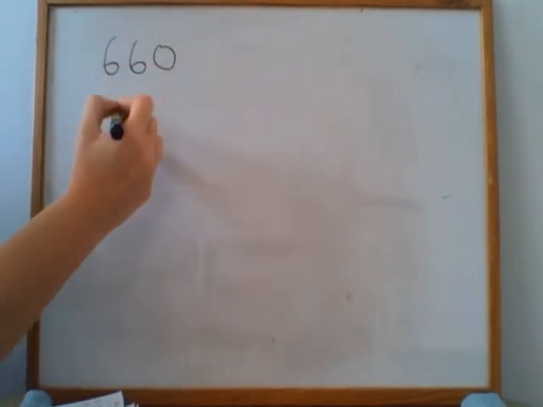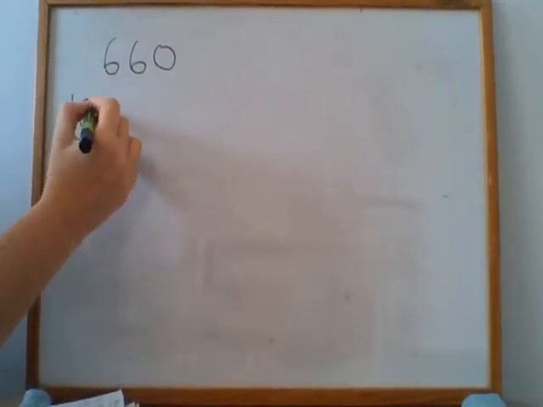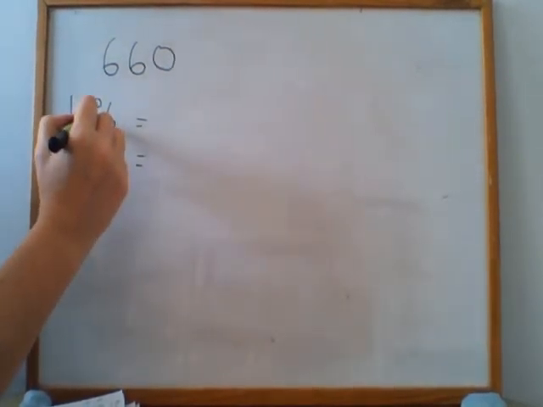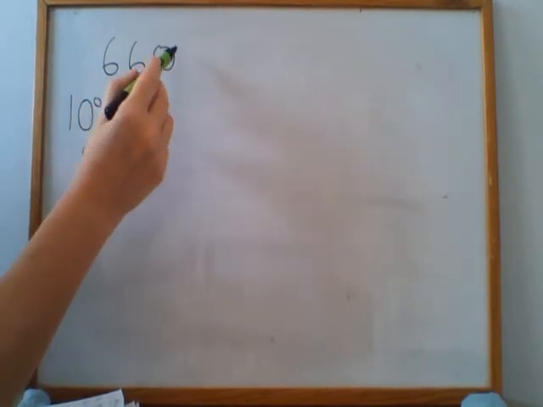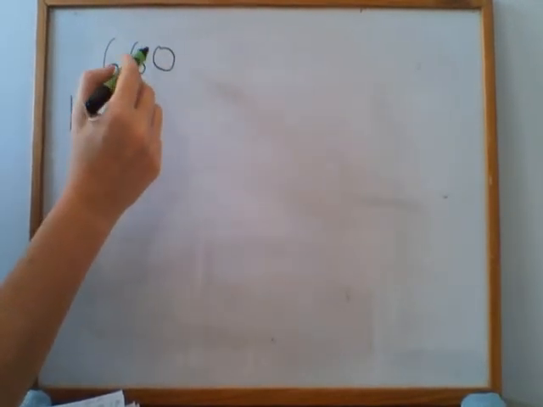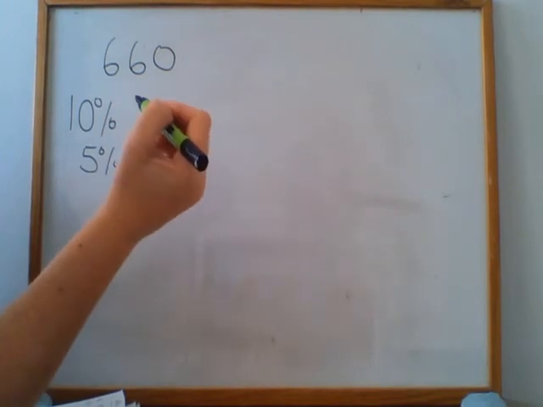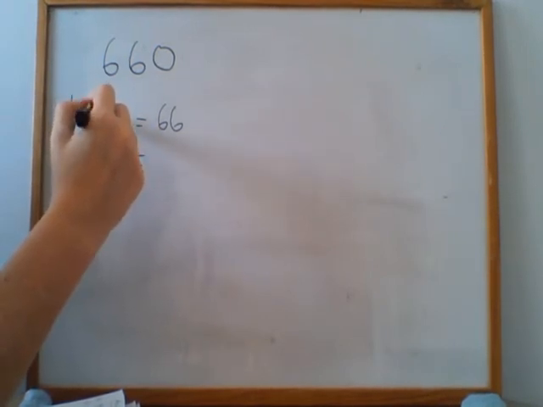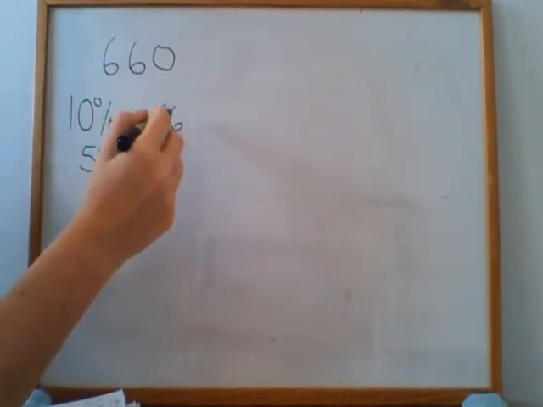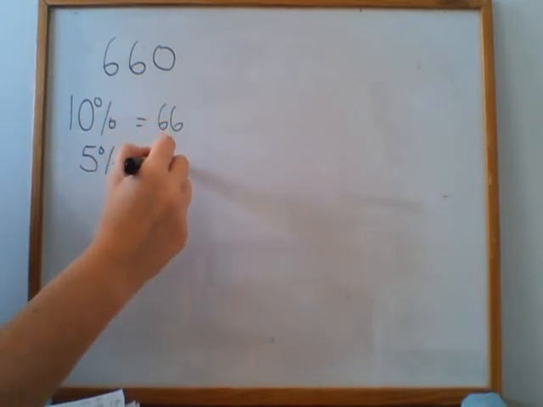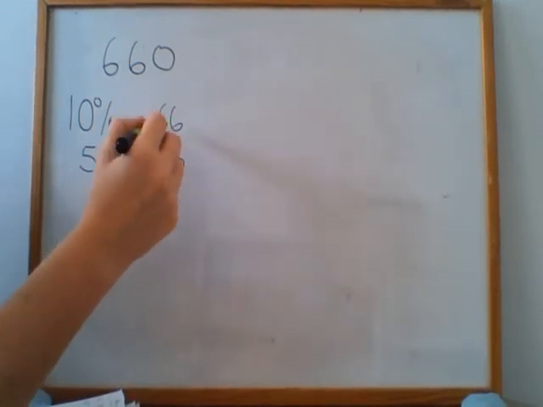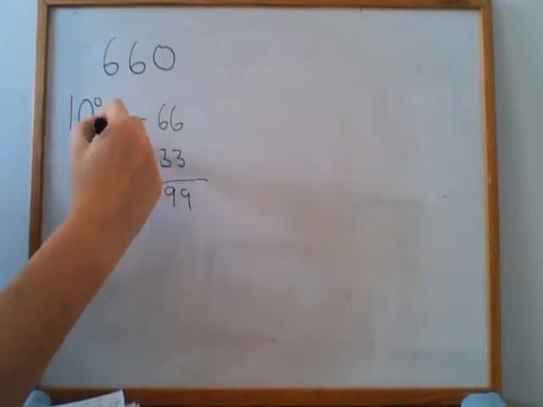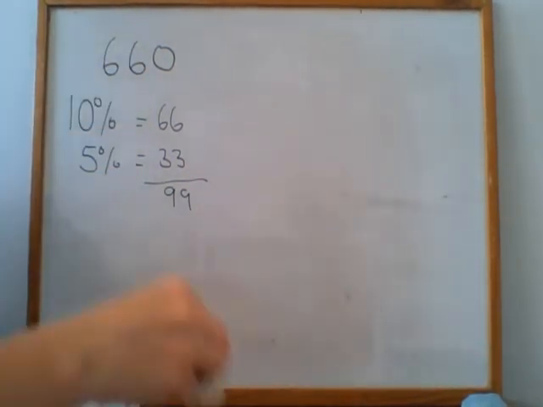For number 9, 15% of 660. So to get 15%, I'm going to get 10% first, then I'm going to get 5%, and then I'm going to add up my 2 answers. To get 10% of a number, I divide it by 10. So my decimal point's here. To divide it by 10, I move it 1. So 10% would be 66. 5%, I can just do half of what I found from 10%. So if 10% is 66, then half of that is going to be 33. I add my 10% and my 5% and I get the answer of 99. 15% of 660 is 99.